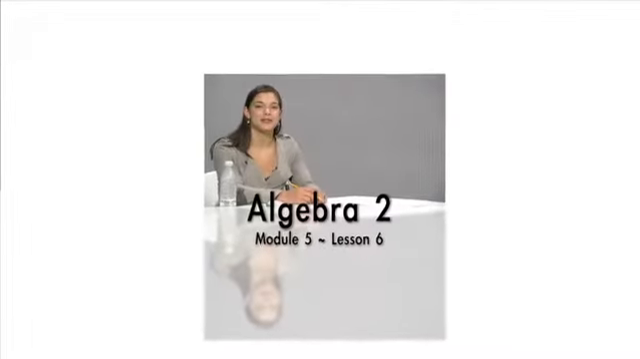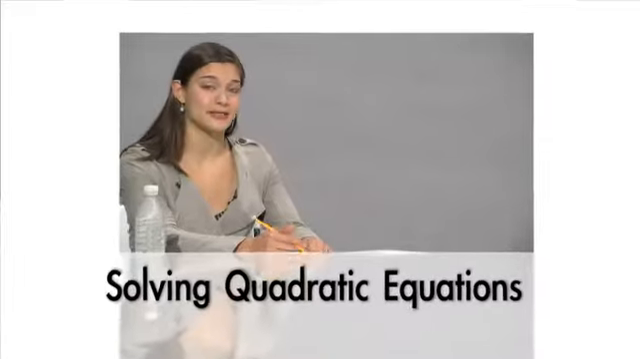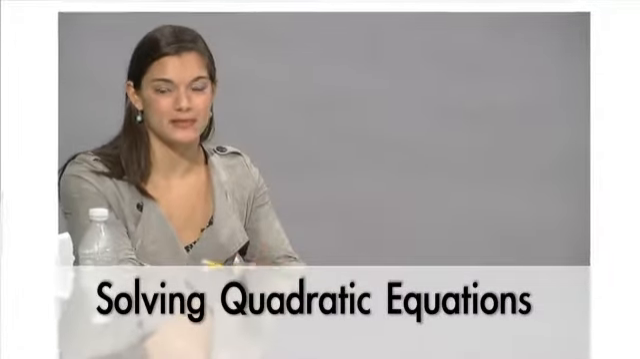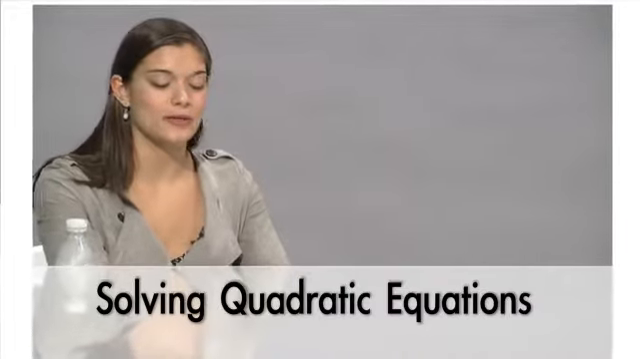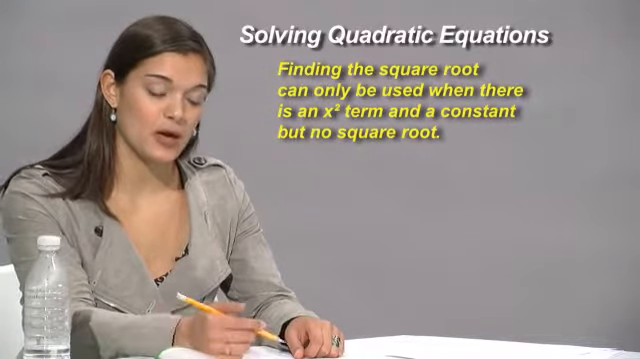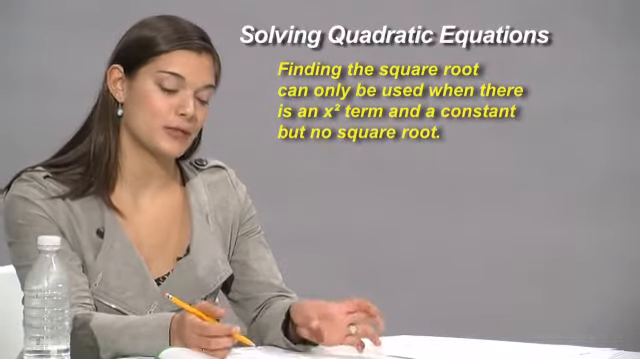There are a few ways to solve quadratic equations. A quadratic equation just means that there's an x squared term. You have to use some special methods to solve this because of that squared term. The first way is where you just take the square root. You can only do this when there's just an x squared term, a constant, but no x term.